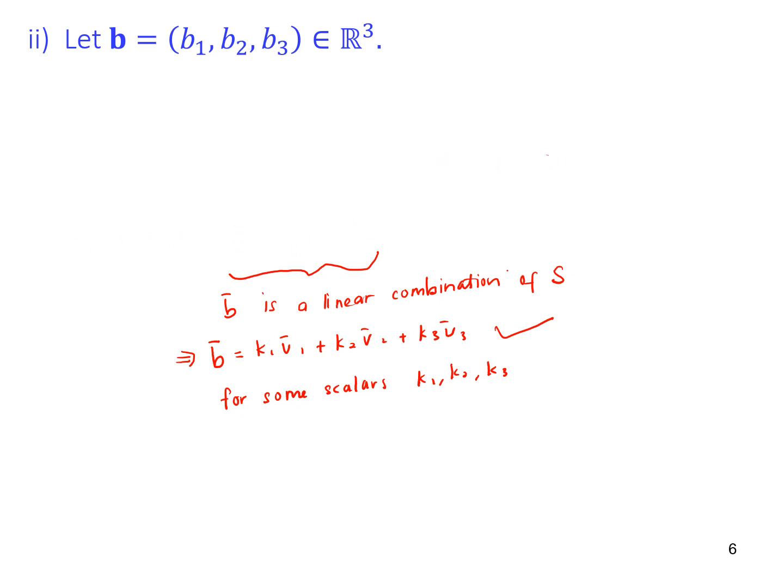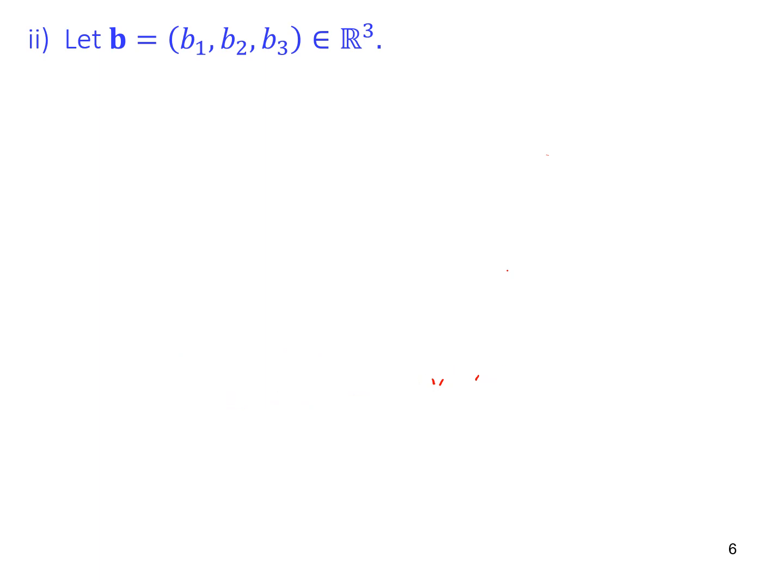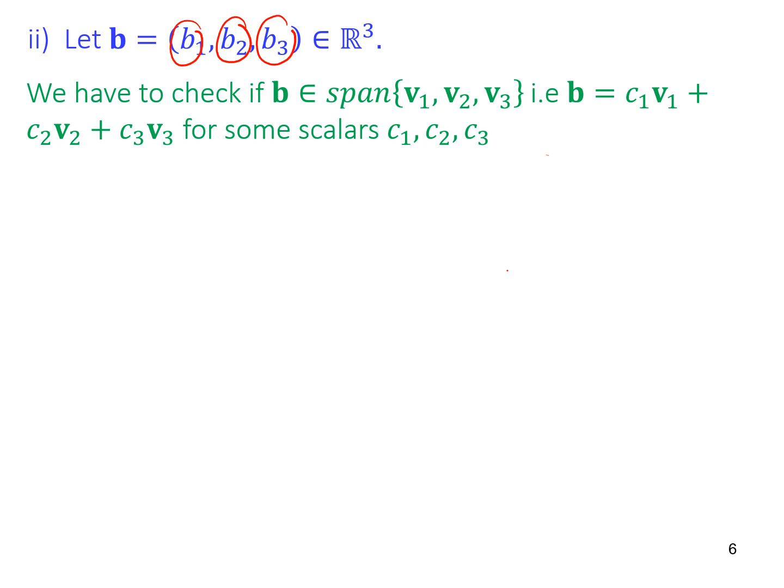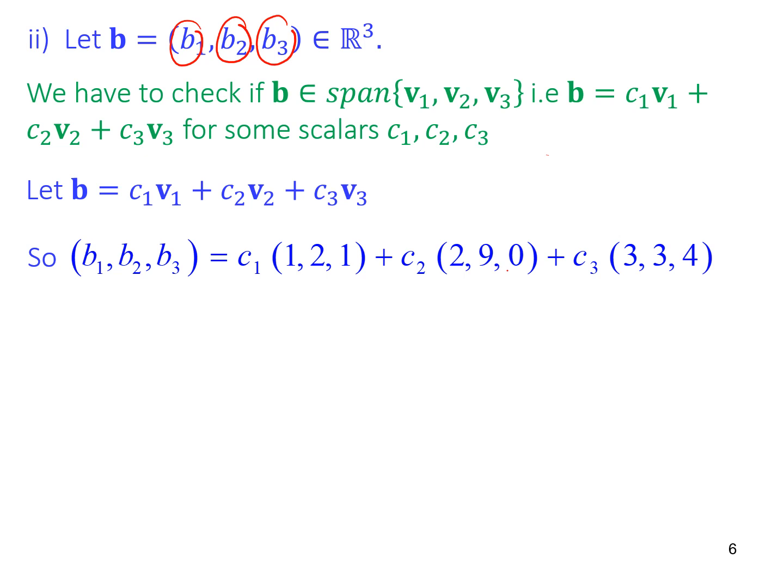We start our proof by letting B be any vector in R3, where B is a three-tuple with components B1, B2, and B3. Therefore B1, B2, B3 are all scalars, or reals. Remember that we have to check that B is an element of span S, where S is a collection of V1, V2, and V3. So we let B be C1 V1 plus C2 V2 plus C3 V3. We substitute V1, V2, V3 because we want to find the scalars C1, C2, and C3.